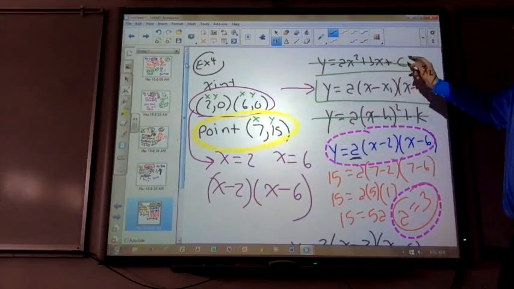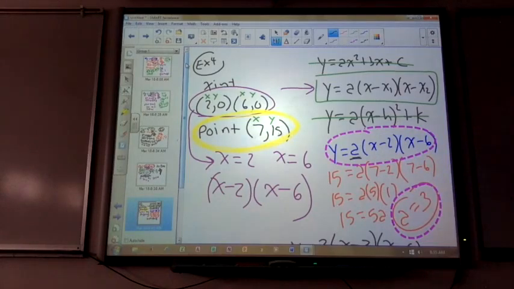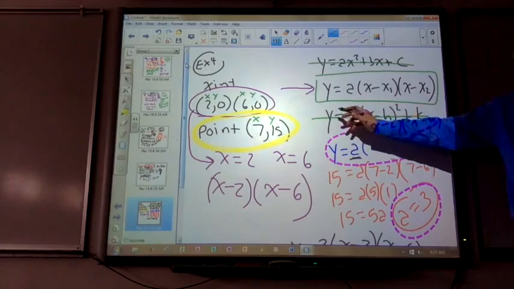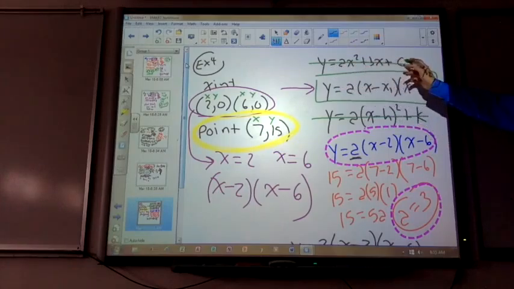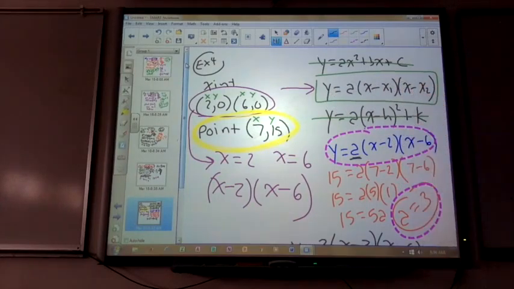So we knew to go through our three equations and say, which ones can we eliminate? Well, if I didn't know the vertex, h and k, this has too many unknowns. The only thing I really know on this one is x and y. This one also knows x and y, and that leaves me a, b, and c. I don't know what those are. But this one has x and y values and other x and y values.